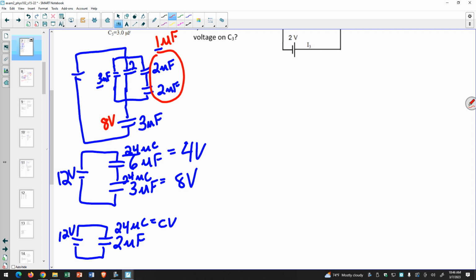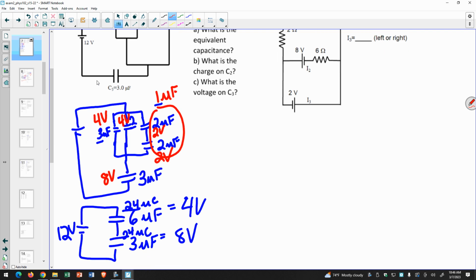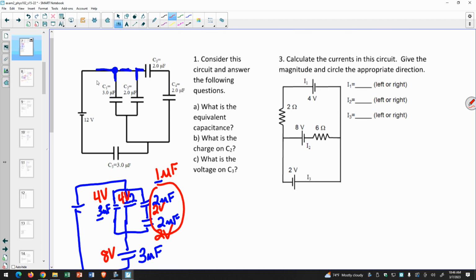I have 8 volts here, 4 volts here, 4 volts here, and then these are 2 identical capacitors, so they're each going to have 2 volts and 2 volts. So I just sort of do that without even looking at the questions, but then I can go back and look at the questions. What is the charge on C2? C2 is this capacitor, which is the same as this capacitor. We'll have 4 volts over 2 microfarads. 4 times 2 is 8 microcoulombs.